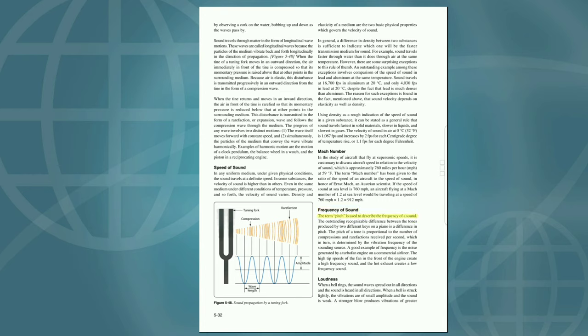The term pitch is used to describe the frequency of a sound. The outstanding recognizable difference between the tones produced by two different keys on a piano is a difference in pitch. The pitch of a tone is proportional to the number of compressions and rarefactions received per second, which in turn is determined by the vibration frequency of the sounding source. A good example of frequency is the noise generated by a turbofan engine on a commercial airliner. The high tip speeds of the fan in the front of the engine create a high frequency sound, and the hot exhaust creates a low frequency sound.